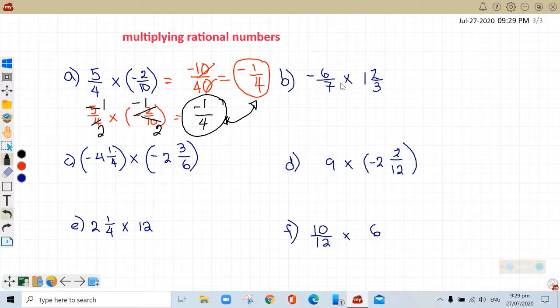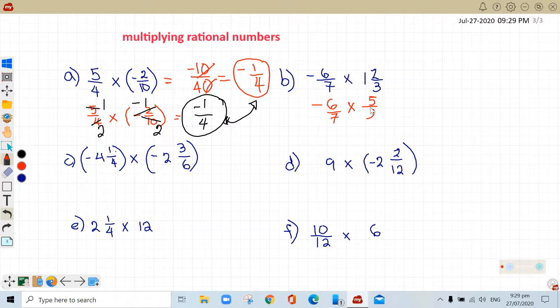Negative 6/7 times 1 and 2/3. As you can see here, this fraction is a proper fraction and this is a mixed number. So first, we need to change the mixed number into an improper fraction. How are we going to do that? We multiply 1 times 3 plus 2. So that will be 5/3 times negative 6/7.